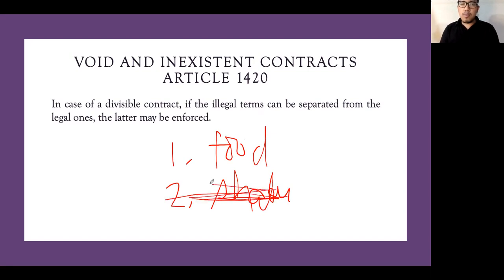Forget mo na yung shabu. Hindi pwede yan. Pero yung food, dahil legal naman yan, it can be separated, it can be divided, can be performed independent of the other, then tuloy mo lang yung food. Pero yung shabu, wala na yan.